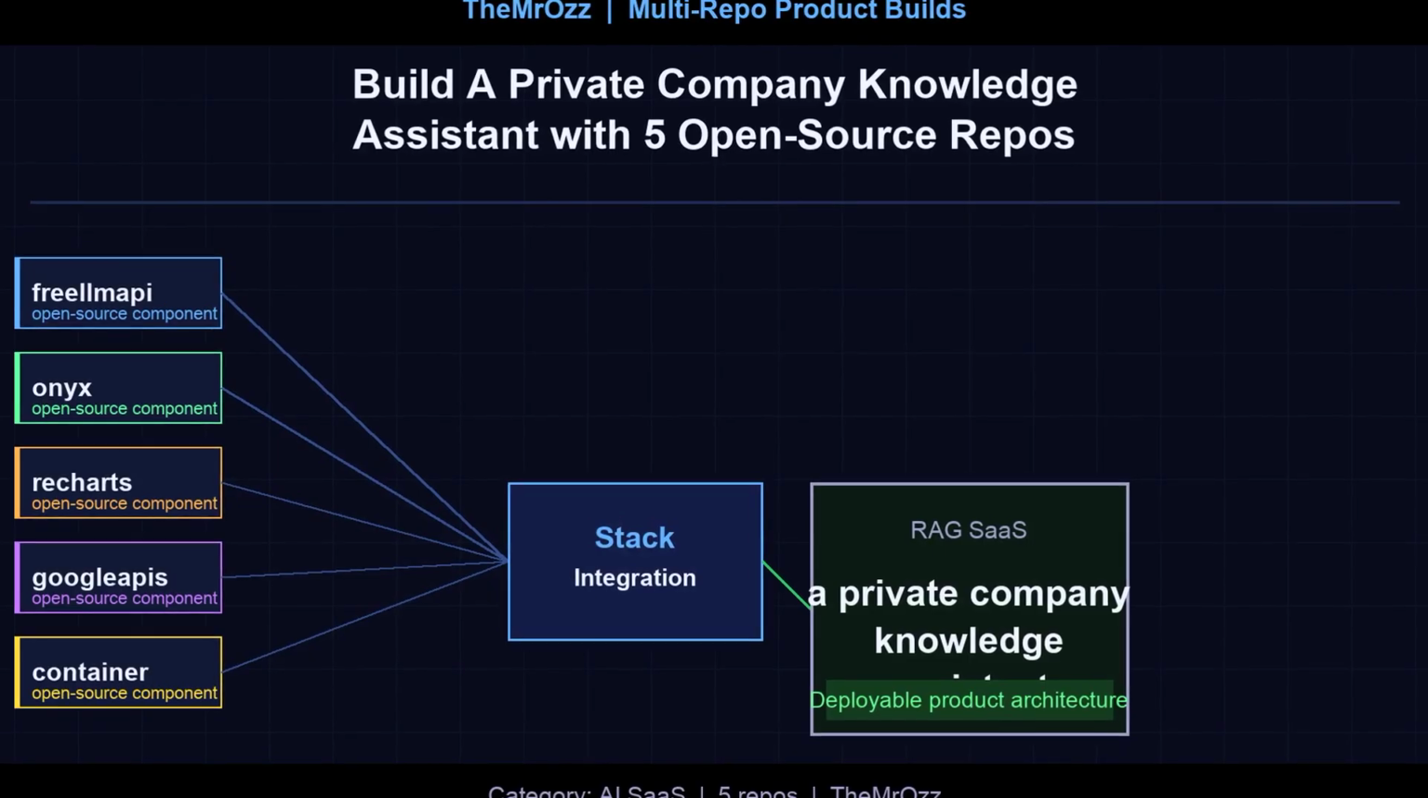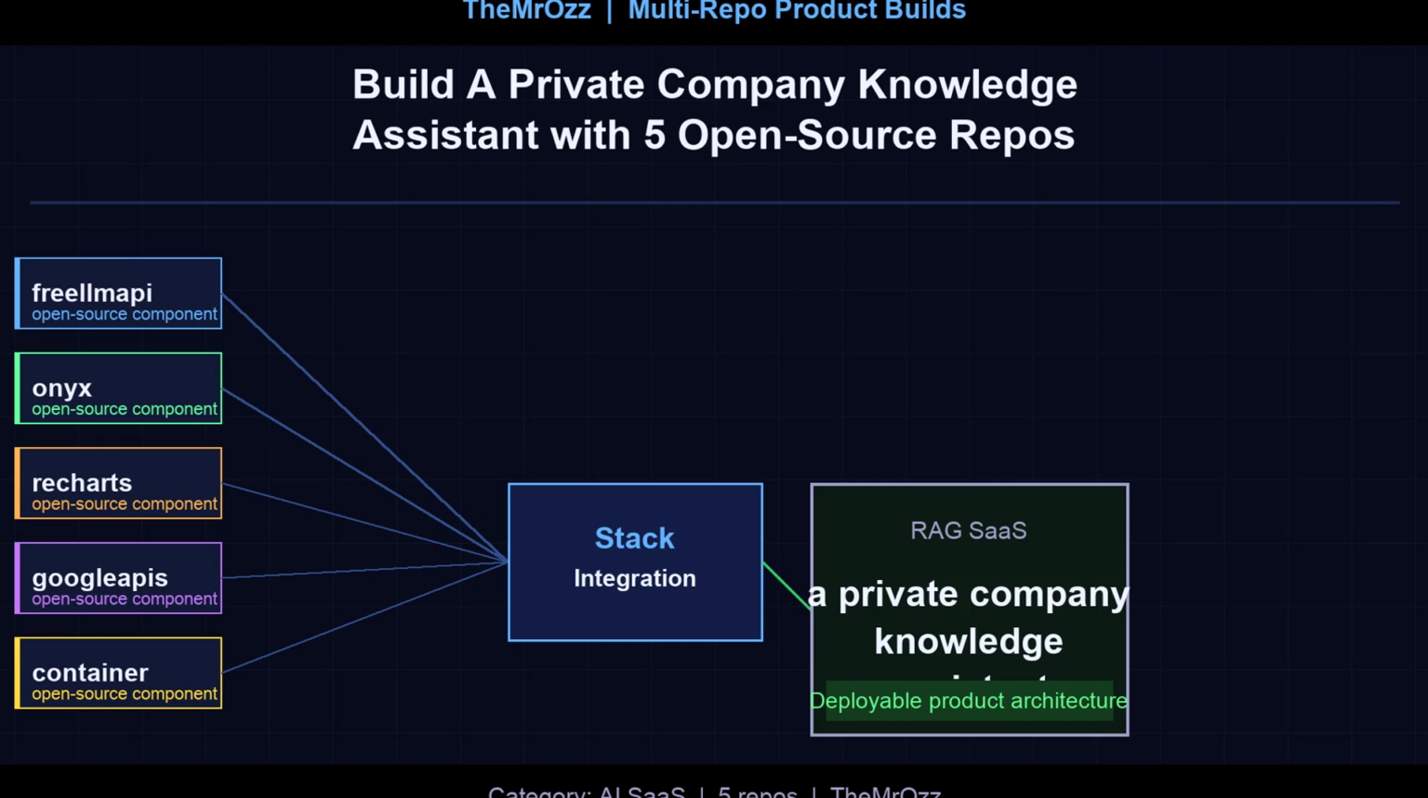Recharts provides the analytics visualization layer. Retrieval precision over time, query response latency distributions, document hit rates by topic, and Freellmapi response quality scores are rendered as Recharts charts in the team's internal dashboard. These charts let the team identify when retrieval quality is degrading or when certain document categories are consistently missed by the search layer.